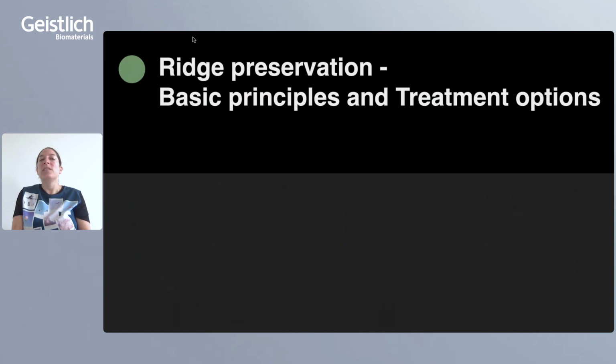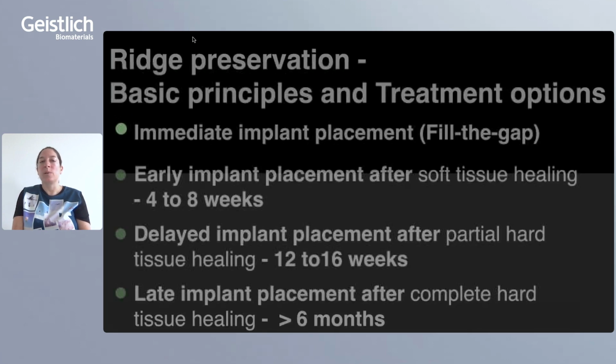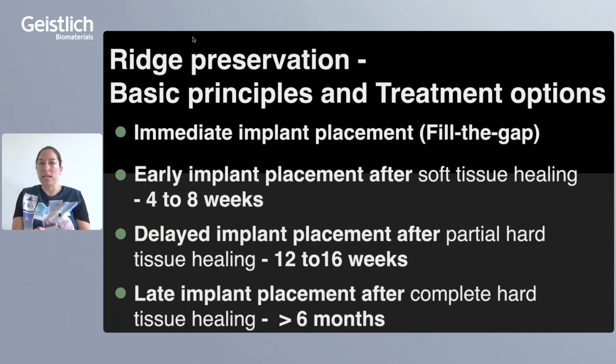So let's look at ridge preservation and some principles and treatment options when aiming at implant placement later on. We can either do immediate implant placement, so do an extraction and place the implant in the same appointment. We can do early implant placement. So we could await soft tissue healing, and this would mean we would wait for 4 to 8 weeks for the healing of the site.